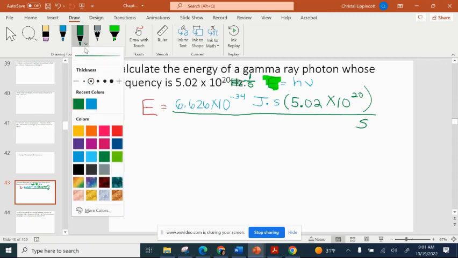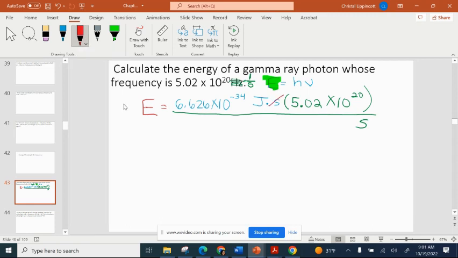So what happens to my seconds then? Right, they're going to cancel out. So my seconds are going to go away. That's going to leave me with joules, which is a unit for energy. So that's good. That's what you want to happen. So see if you can come up with the correct answer to this problem. I don't know where my calculator went off.